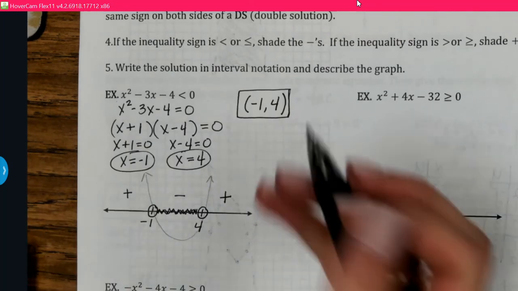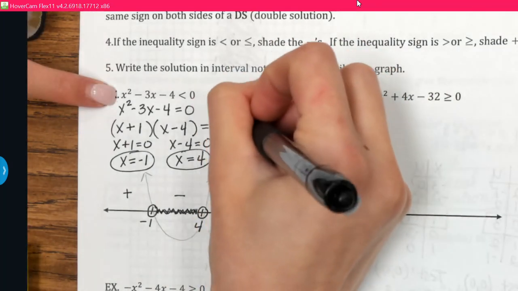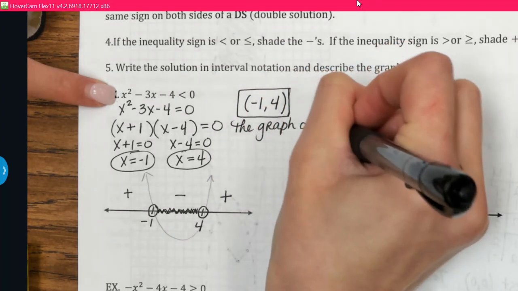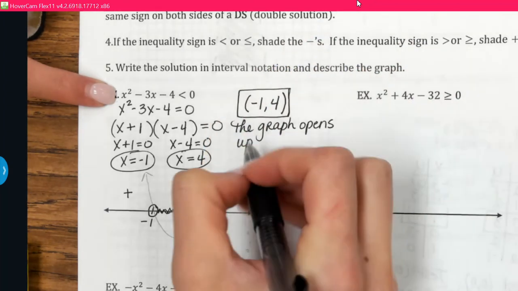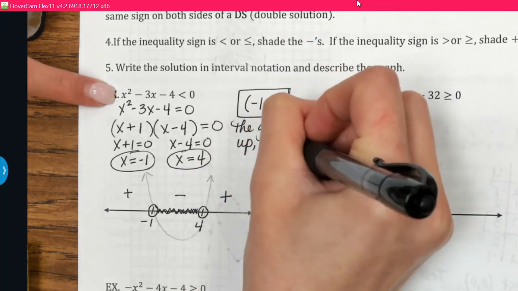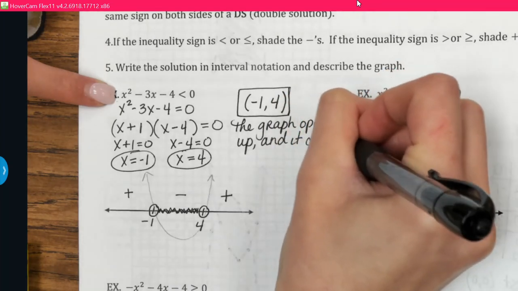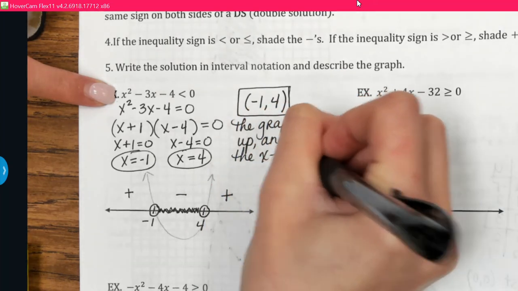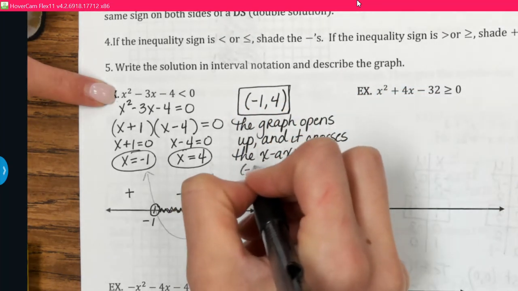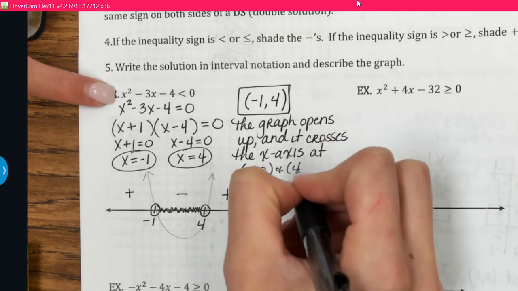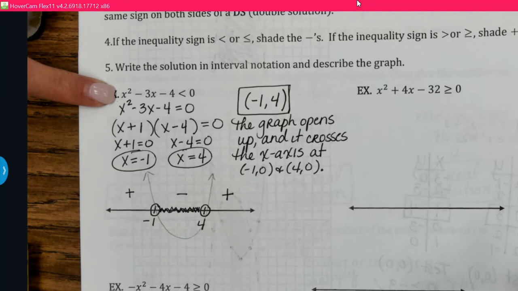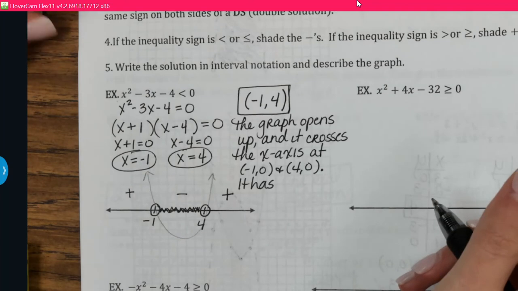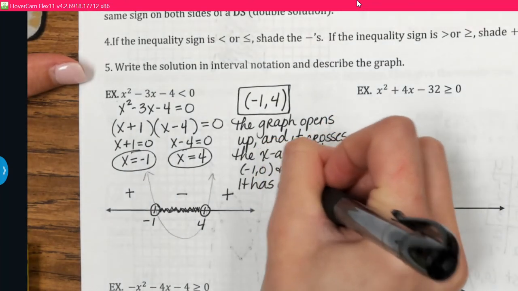So I know that my graph opens where? Okay, the graph opens up and it crosses the x-axis where? At -1, 0 and 4, 0. It has what type of boundary, dashed or solid? It has a dashed boundary.